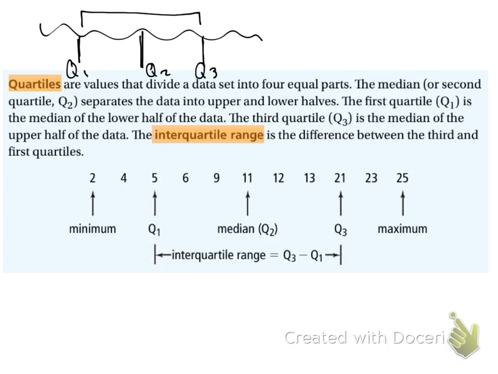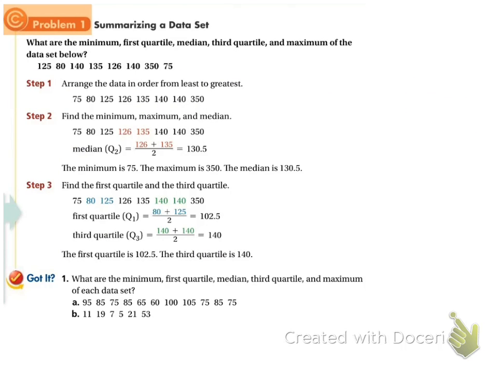Okay, so let's actually look at that with some numbers. So we're going to use this first bit of data, okay? First thing we need to do is we need to rewrite it in order. So my smallest number is 60. And then we've got 65. And then we've got 75, 75, 75. And then I've got 85, 85, 85.